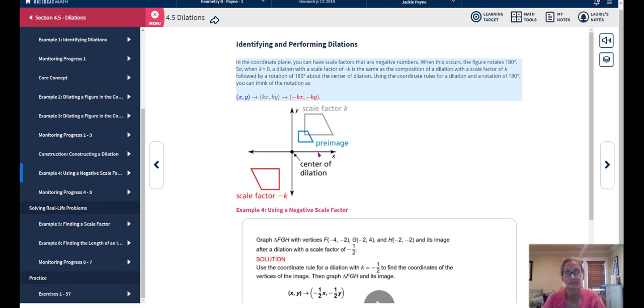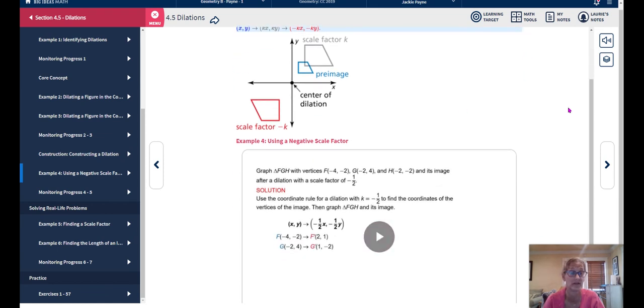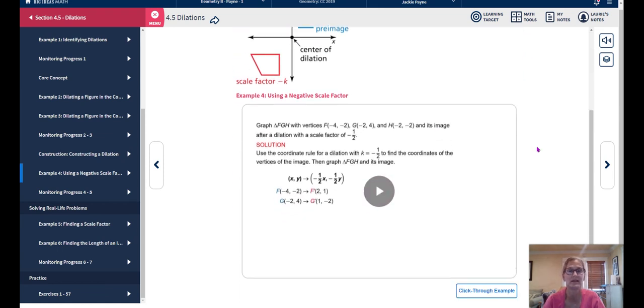Your pre-image is the small blue one. Your scale factor k is the gray one, and then the gray one will be rotated 180 degrees to give you a scale factor of -k. This is where you finally end up with the red one.